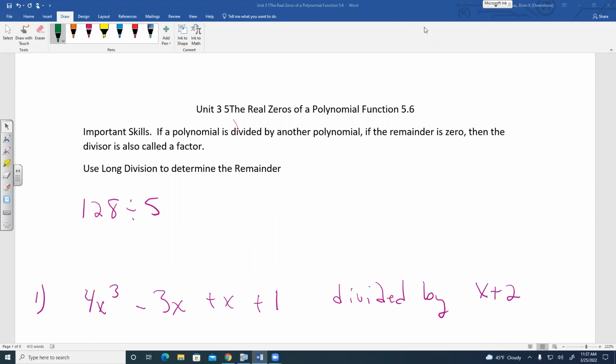So if a polynomial is divided by another polynomial, if the remainder is 0, then the divisor is also called a factor. So a simple example would be, say, 10 divided by 2. 10 divided by 2 would equal 5. So the 2, since it's the divisor, is also going to be called a factor because it went into it evenly without a remainder.